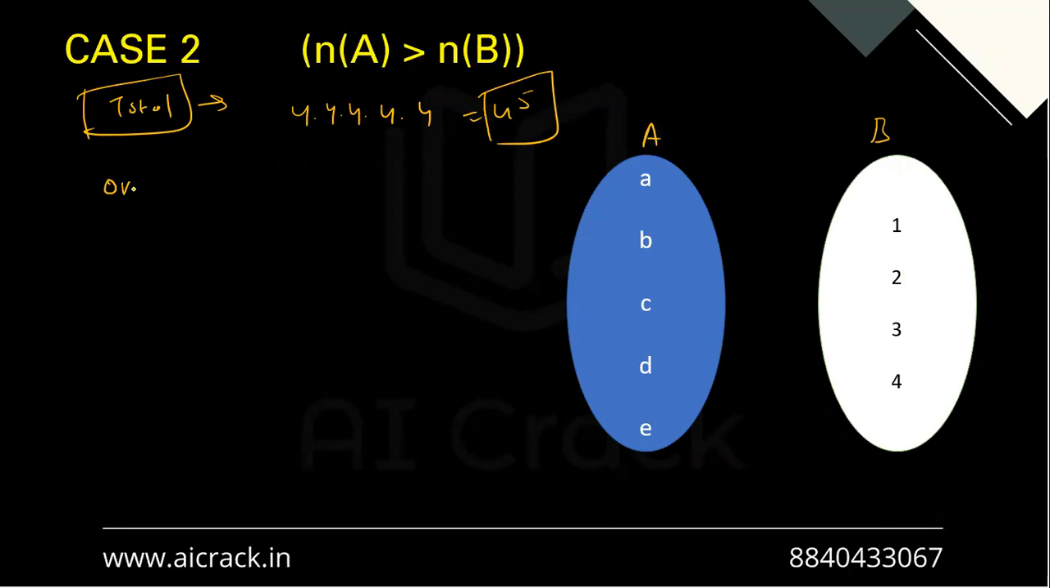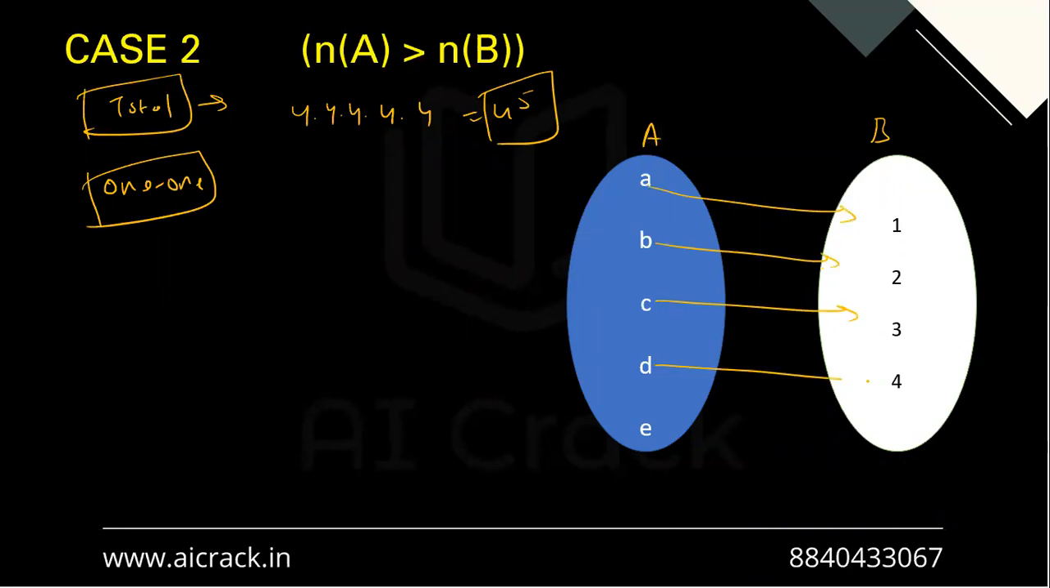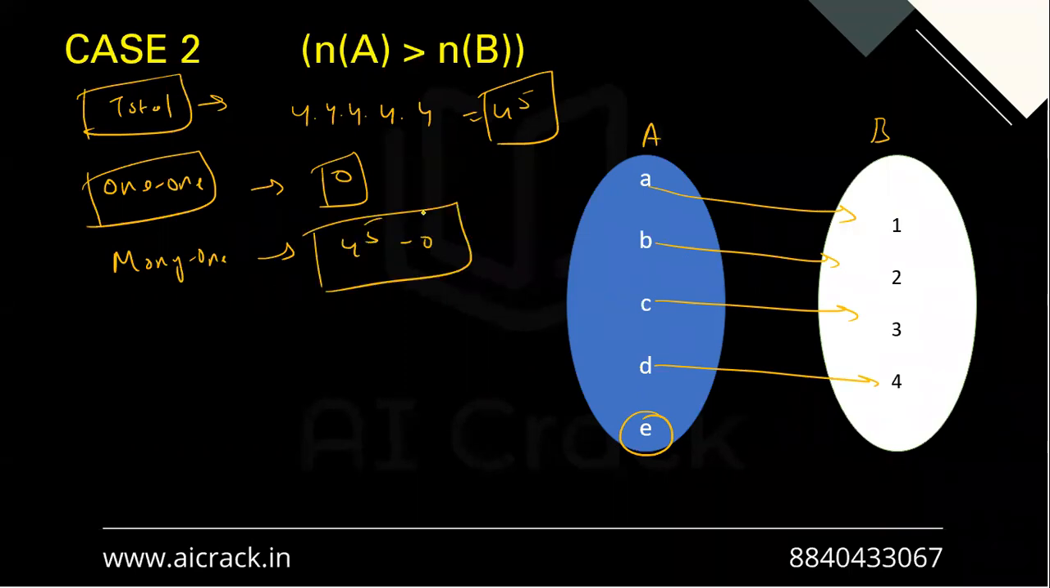Now let's talk about the total number of 1-1 functions. Now tell me one thing. I have done this kind of mapping. Now I can clearly see that E is going to be left behind. In any case, whatever kind of mapping I do, one element in set A is going to be left behind, right? Because we have just four elements in set B. So we can clearly say that the number of one-one functions is zero. And that's why many-one functions would be 4 raised to the power 5 minus 0, total minus number of one-one functions. Now let's talk about onto functions.